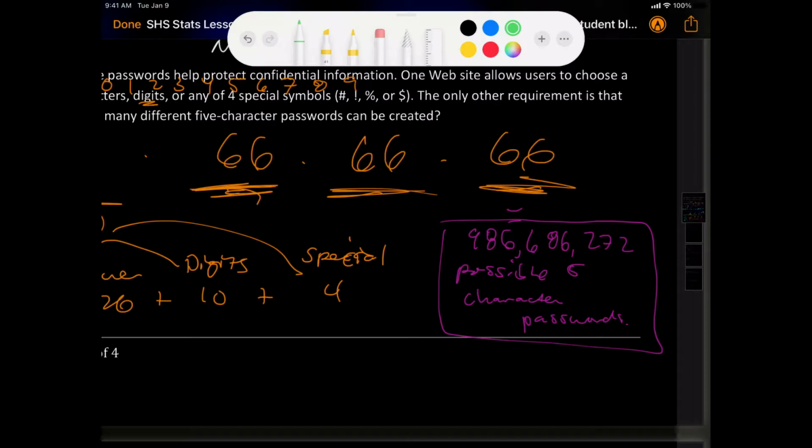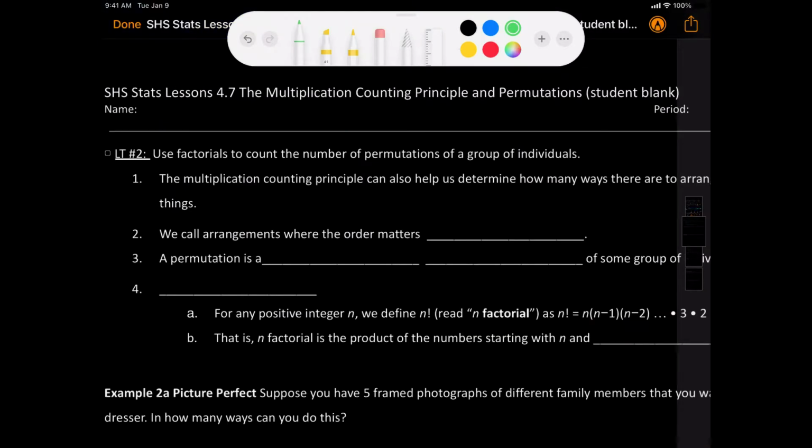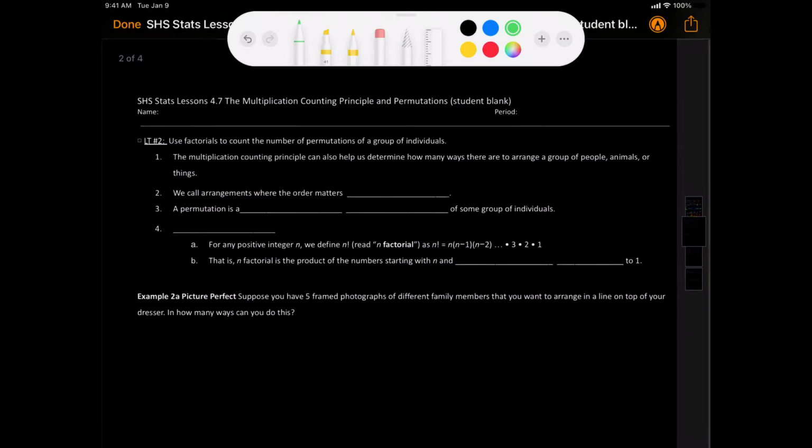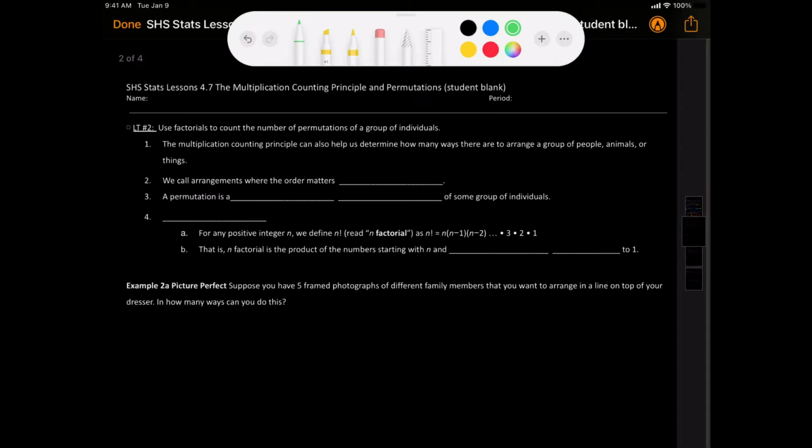Okay? Let's move on now to learning target number 2. All right, learning target number 2. The multiplication counting principle can also help us determine how many ways there are to arrange a group of people, animals, or things. We call the arrangements where the order matters permutations.